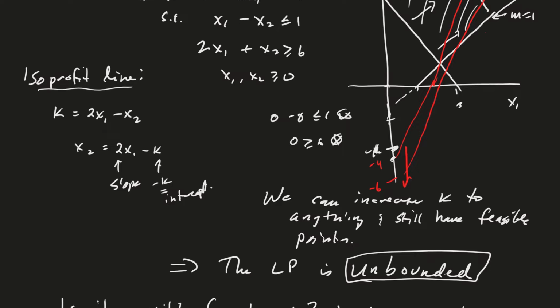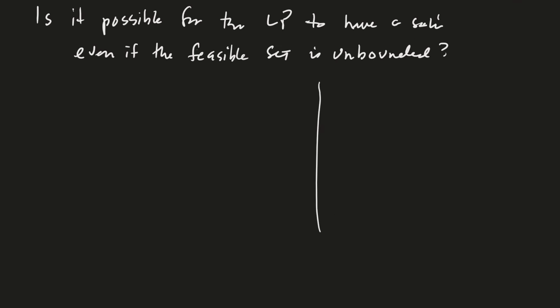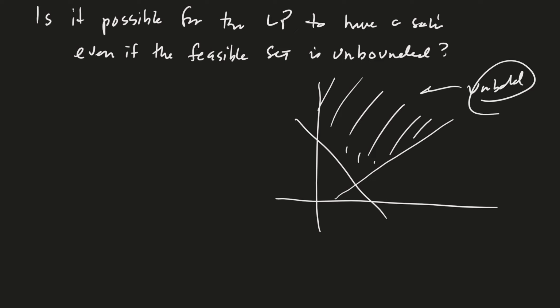So let's take a picture again. I'll go ahead and draw it down here. Down here we have this feasible set, right? That was all of this, and so this is unbounded. And so is it always the case then that the LP has to be unbounded?